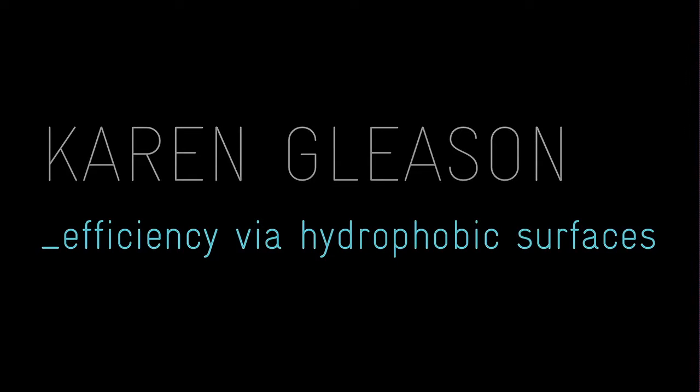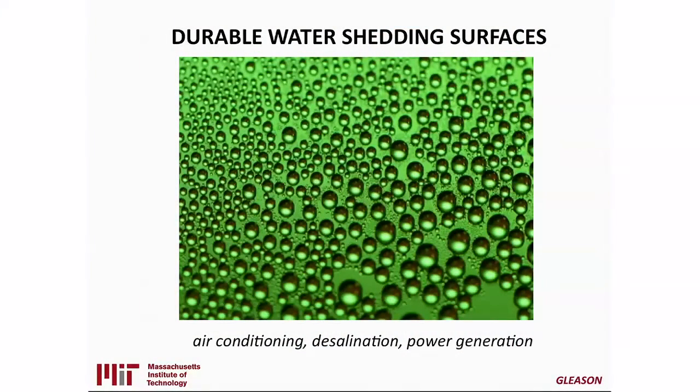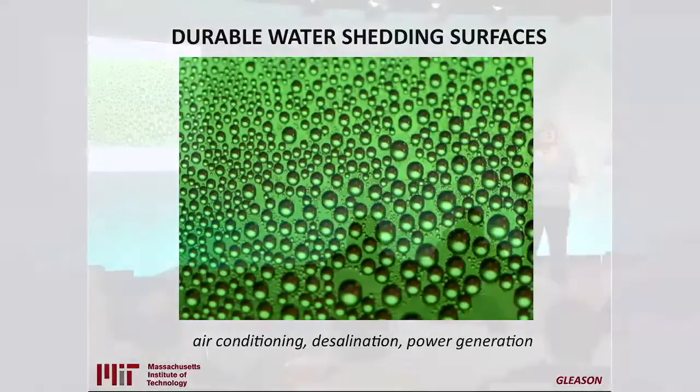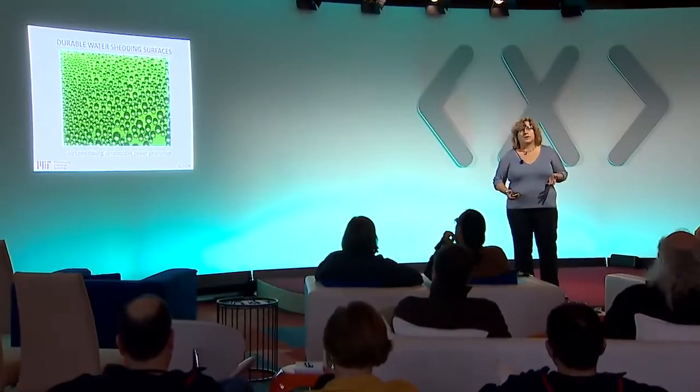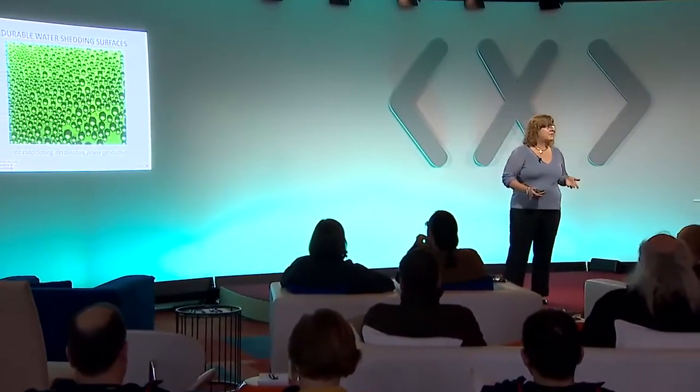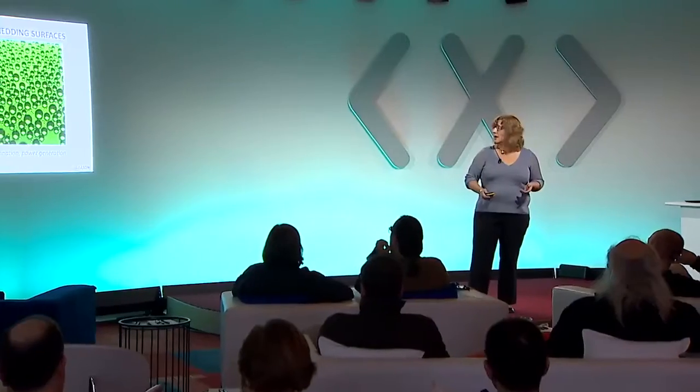What I want to tell you about today is how surfaces that shed water could have a significant impact on global energy in the future, particularly their efficiency. The condensation of water on surfaces is responsible for air conditioning in large modern buildings. It's also used to make 50% of the world's desalinated water, and most importantly, it's responsible for 85% of the global production of electricity.